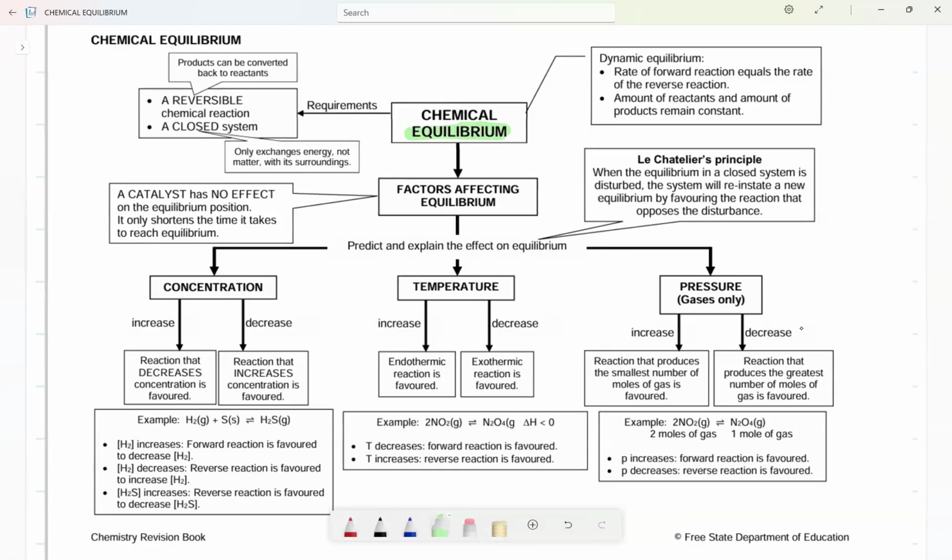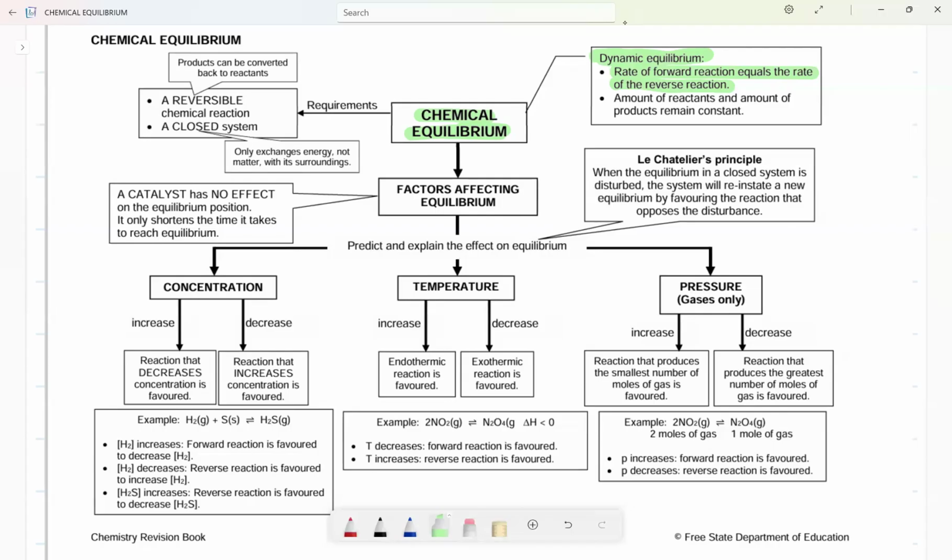Now let's look at the definition of a dynamic equilibrium, or chemical equilibrium. A dynamic equilibrium is when the rate of the forward reaction equals the rate of the reverse reaction, okay? Now, if you were asked to define chemical equilibrium, you'll say it is a reaction in which the rate of the forward reaction equals the rate of the reverse reaction.